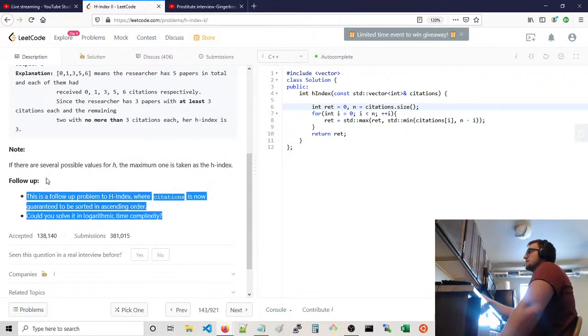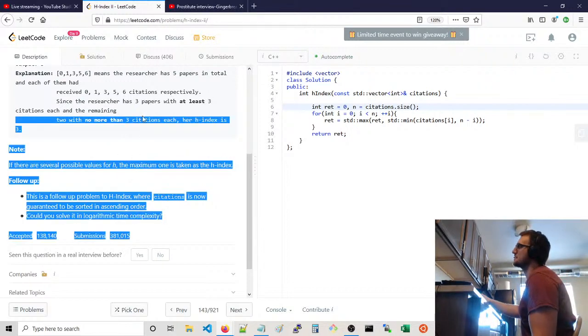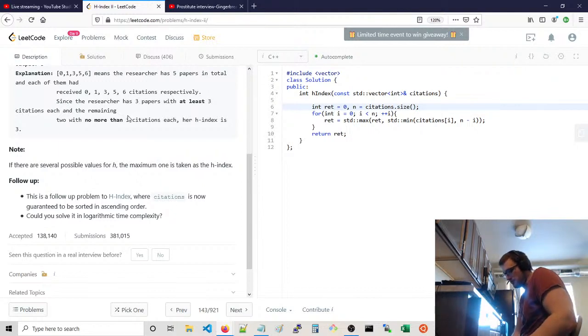The interesting part is: can you solve this in logarithmic time complexity? Whoa. That's a lot more interesting of a question. Really? Interesting. Well, I guess you could.